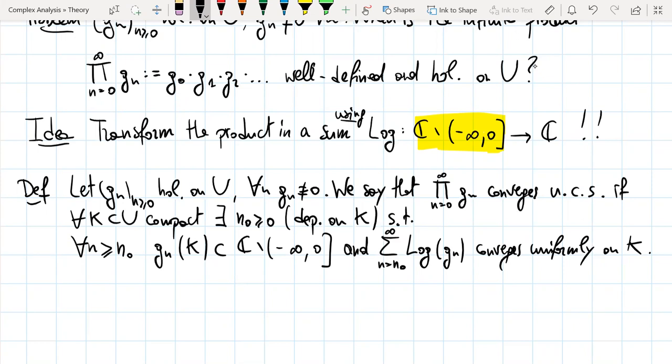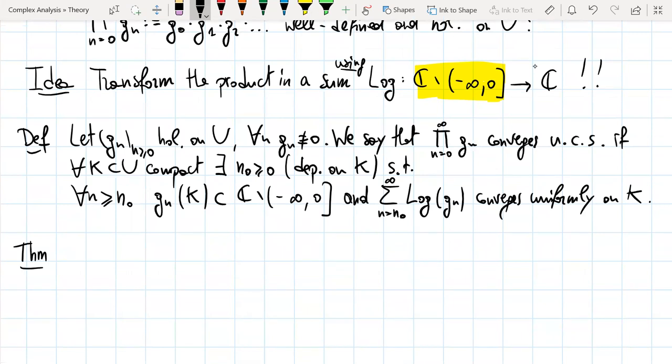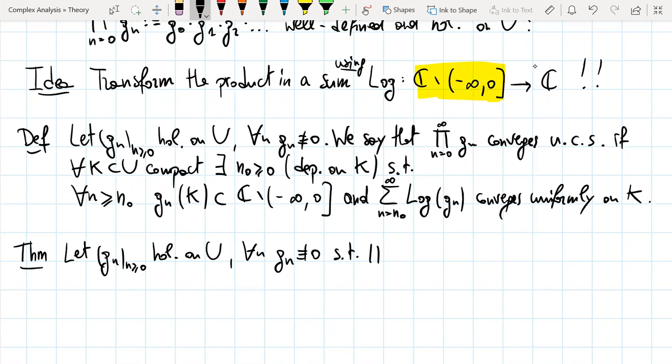So you can try to compare this definition with the definition we gave in the last lecture about uniform convergence on compact sets for series of meromorphic functions. And the first thing we want to show is that this is a good definition, since if we have this type of convergence, then actually the infinite product is well defined and it's holomorphic. So let me state the theorem: g_n holomorphic on U, not identically zero. And let's suppose that this product converges uniformly on compact sets.